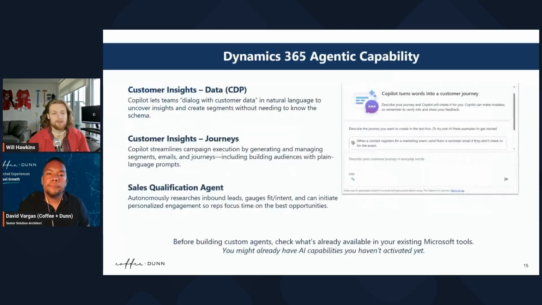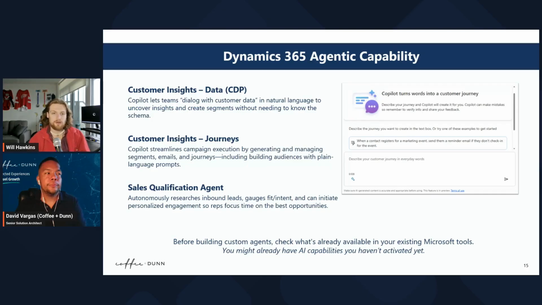And don't forget, Dynamics has its own native agent capabilities as well. Feel free to look within the box that you already have before going crazy with creating your own custom stuff. I don't know how many times I've seen somebody recreate the wheel in terms of what's already in Dynamics. So we just listed a few here. You can use Customer Insights Data's Copilot. It helps with dialoguing with the customer data, understanding what the insights and the segments are that you want without needing that traditional, highly deterministic schema. Same thing with journeys. You can have it help you with developing out those journeys.